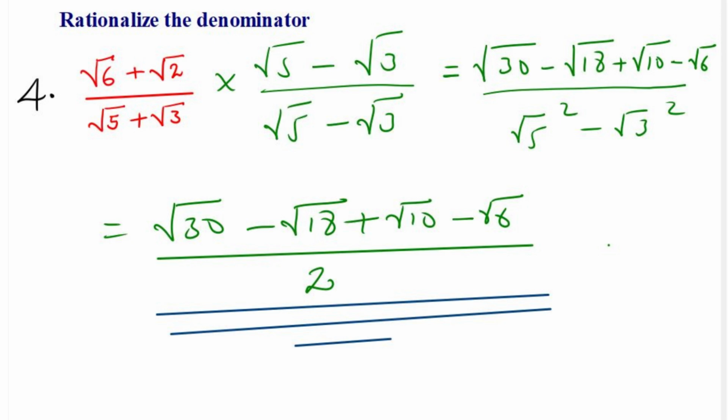So the answer for the denominator is radical 5 square minus radical 3 square. This is 5 minus 3, which is equal to 2. So this is the answer.